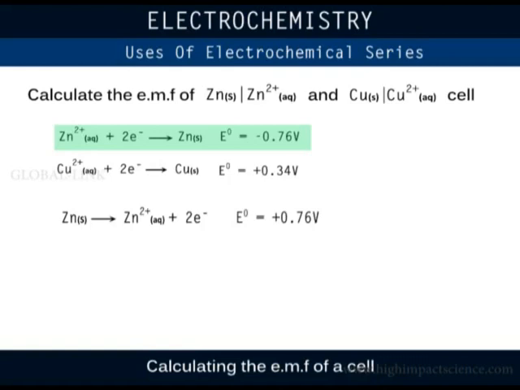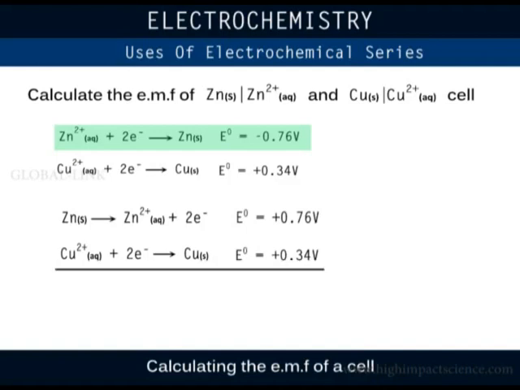Copper remains the same since it will undergo reduction. So copper 2 ions plus 2 electrons gives us copper. The standard electrode potential remains the same, plus 0.34 volts. Now we add the two equations. We shall have zinc plus copper 2 ions give us zinc ions plus copper. The standard electrode potential of the cell will be equal to 1.10 volts.